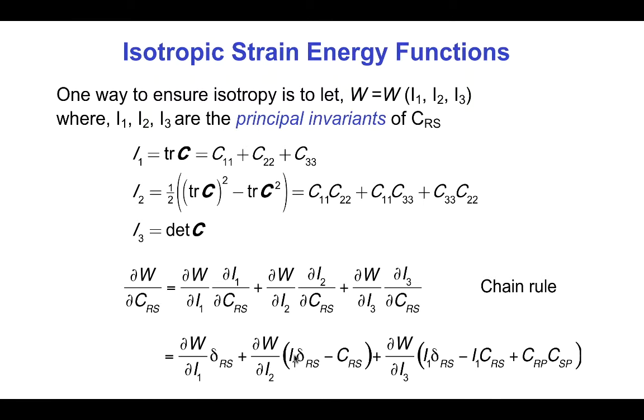With a little more effort, we can show that ∂I2/∂CRS, so the derivative of this function with respect to CRS, will be I1 delta RS minus CRS. Easiest way to convince yourself of this is just to write this out for each case. So compute ∂I2/∂C11, then ∂I2/∂C12, ∂I2/∂C13, etc., and you'll see that this correctly gives each response. And then finally, the partial derivatives of the determinant of C with respect to CRS turn out to be I3 times CRS inverse, or I2 delta RS minus I1 CRS plus CRP times CSP. The algebra to prove this is actually quite long.